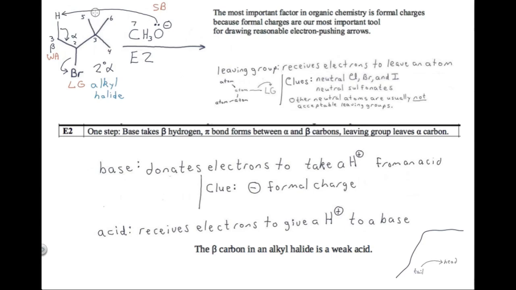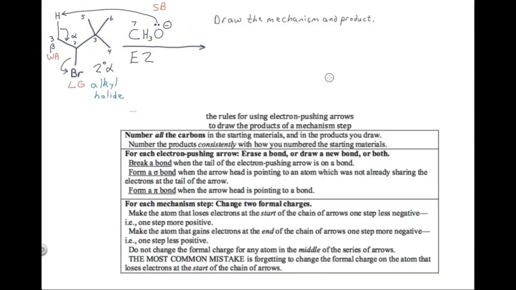Now that we have drawn the electron pushing arrows for this step, it's time to draw the products from this step. Here are the rules for using electron pushing arrows to draw the products of a mechanism step. Every electron pushing arrow tells you to erase a bond, or to draw a new bond, or both. So what do you think this electron pushing arrow tells you to do? I hope that you think it's intuitive that this arrow tells us to draw a new bond between the oxygen and this hydrogen. So here I've drawn a new bond between this oxygen and this hydrogen.